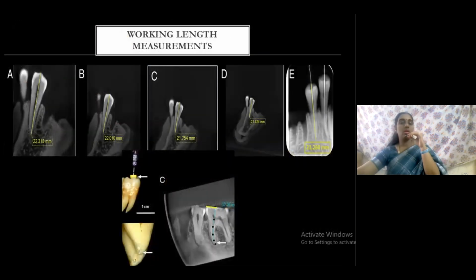So yes, CBCT can also be helpful in detecting the length of the root canal. Studies have shown that the length of the root canal measured with CBCT almost matches the length of the root canal measured by conventional instruments.